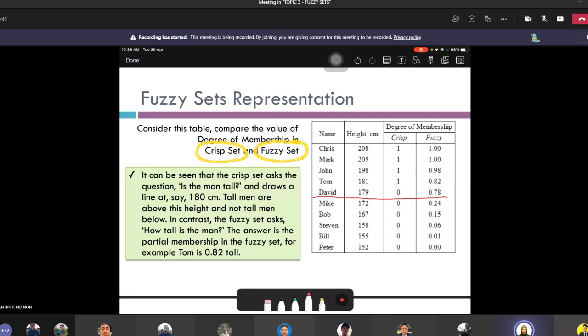Okay, so David ni pun boleh dikira sebagai tall. So maknanya alpha tall, set tall 0.5 alpha-cut dia adalah Chris, Mark, John, Tom and David.